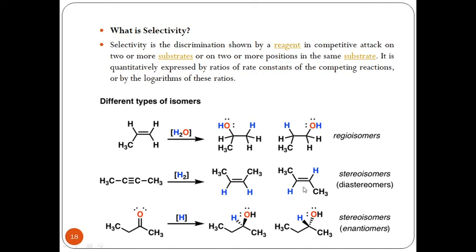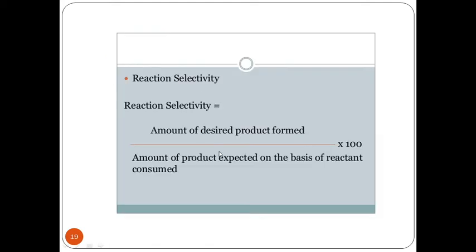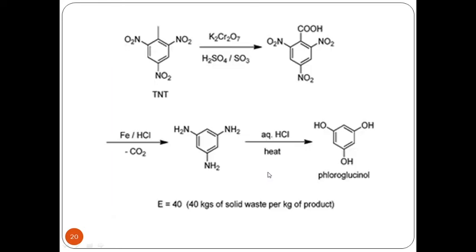We do not do all the systems theoretically. Instead, after doing the reaction, it is quantitatively expressed by the ratio of the rate constants of the competitive reactions, or by the logarithms of these ratios. Hence, this formula goes like this: reaction selectivity is equal to the amount of the desired product formed divided by the amount of the product expected on the basis of reactant consumed, times 100. Now on the basis of that, let us do this one reaction.